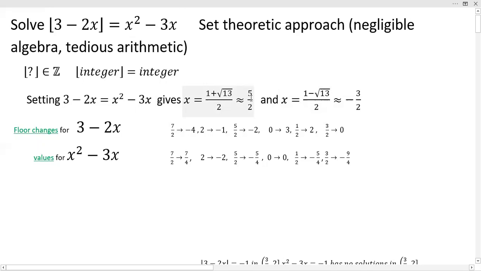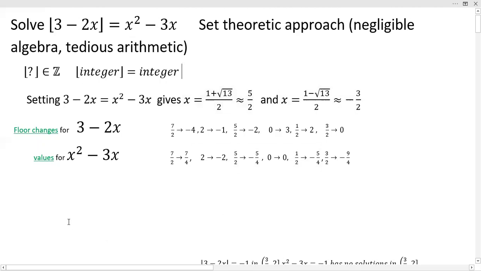And so already you expect to be looking for solutions that are near these numbers, because again, the squaring function grows pretty fast, and it's just going to take off and run away from the linear function. So it makes sense that the answers would be somewhere in neighborhoods of 5/2 and minus 3/2.